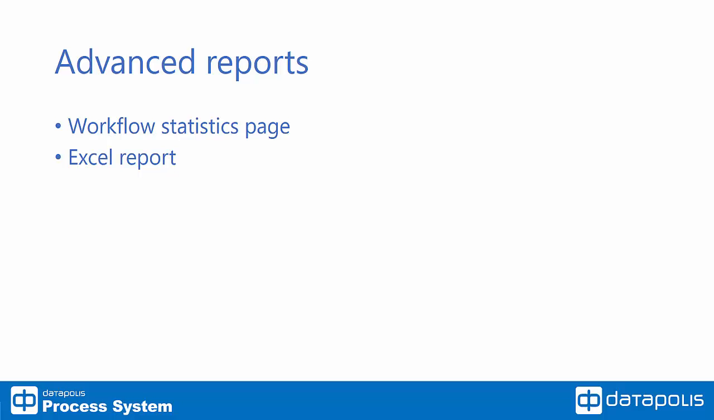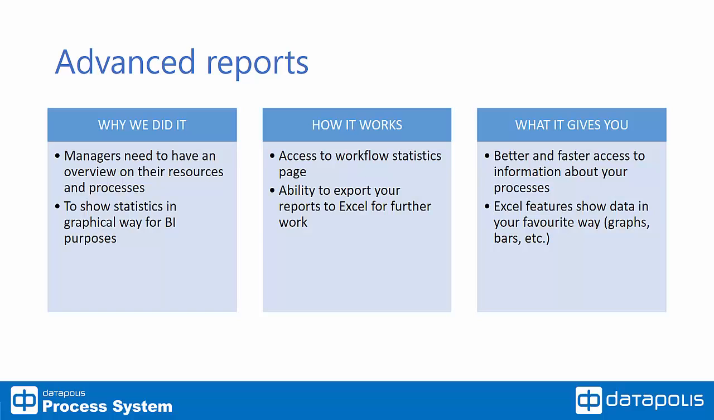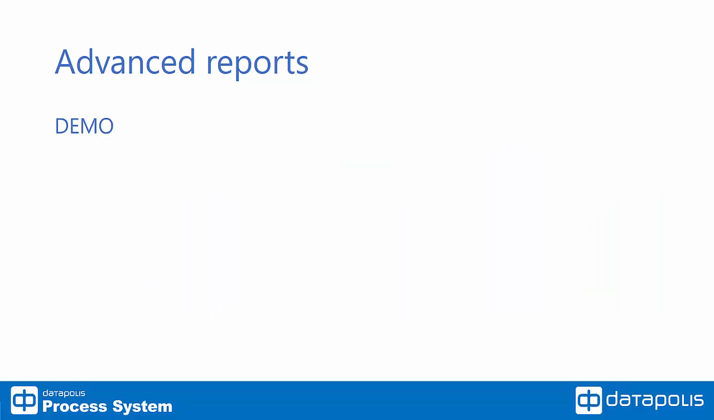We've got workflow statistics page and we've got the Excel report. Why we did it? Managers need to have an overview on their resources and processes, to show statistics in graphical way for BI purposes. How it works: access to workflow statistics page, ability to export your reports to Excel for further work. What it gives you: better and faster access to information about your processes. Excel features show data in your favorite way, graphs, bars, etc.